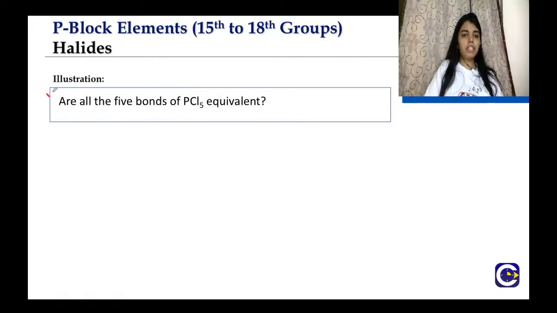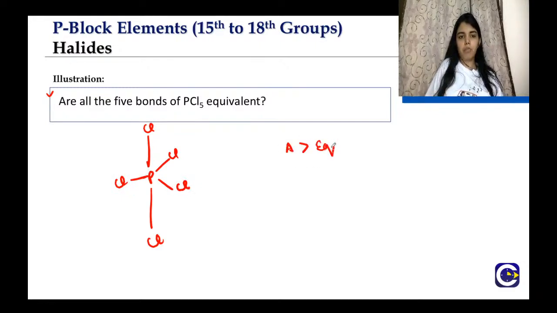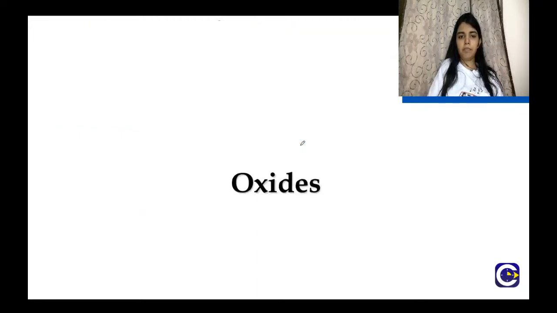Now the question here is, are all the 5 bonds of PCl5 equivalent? That we have already studied, that axial bonds face more electronic repulsion, and therefore whenever you draw the structure of PCl5, the axial bond lengths will be greater than that of the equatorial bond lengths, because they are suffering more electronic repulsion. So axial bond lengths are more than that of the equatorial bond lengths, and therefore all 5 bonds of PCl5 are not equivalent.